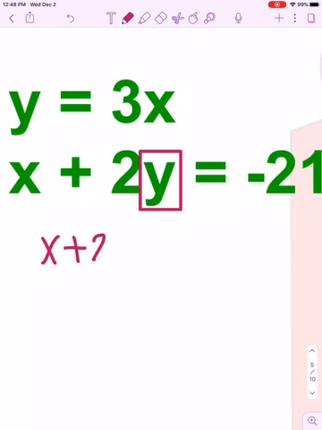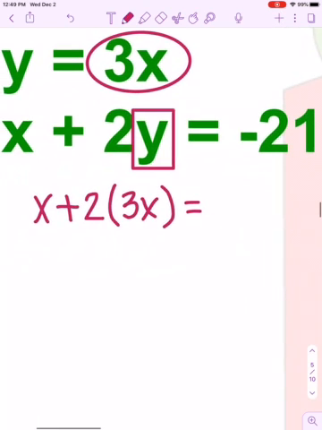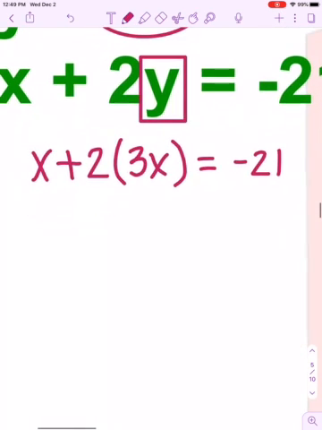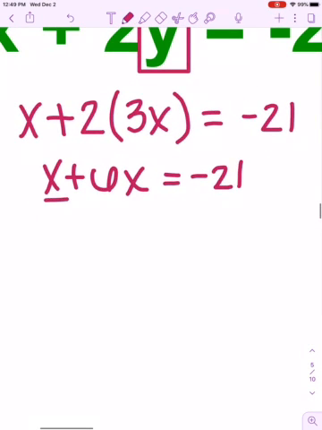So I'm rewriting the second equation: x plus 2, and I am replacing that y with what I know y is. I know that y is 3x, so that's what I'm plugging in here for the y, and then it still equals negative 21. If I look at what I have now, it might look more complicated, but I took something that used to have an x and a y, which I can't solve, and I turned it into an equation that only has x's. So now I can solve it. x plus 2 times 3x is 6x equals negative 21.